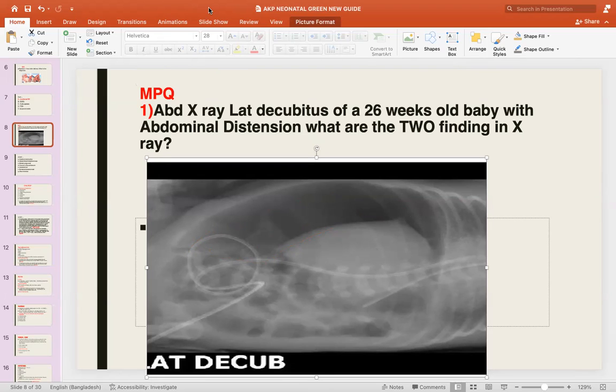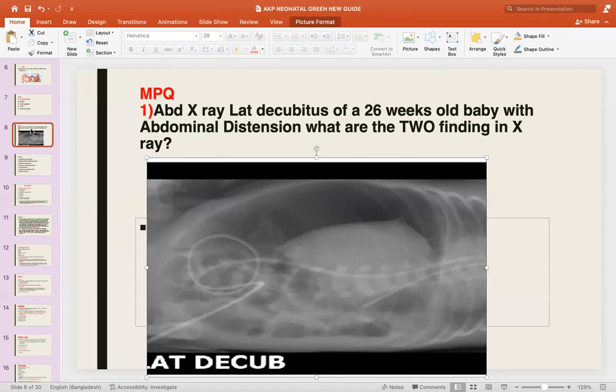Number 1, stomach decompression, NG. Very good. NG tube suction, nothing per oral, and number 3, fluid and electrolyte balance. And most importantly, you have to refer this patient to the surgeon. Why? Because they need laparotomy. This is a candidate for laparotomy.